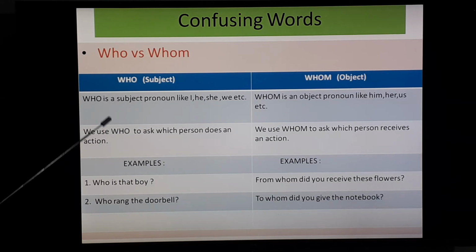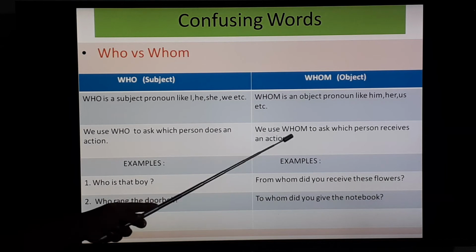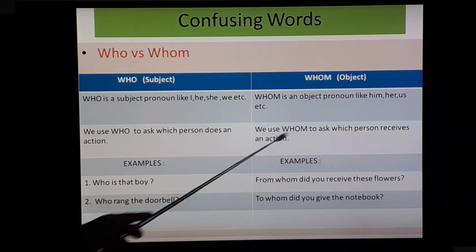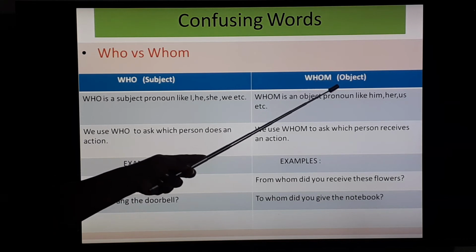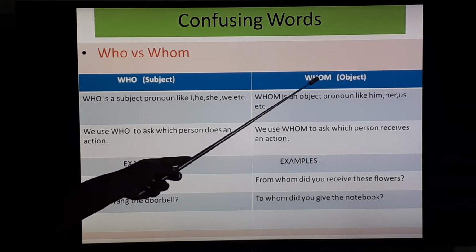Next, we use who to ask which person does an action. We have already seen this in the beginning. How to use who? It is used only for a person. That is why it is mentioned here. Next, we use whom to ask which person receives an action. It means it is about the receiver or about an object. Then you have to use whom.